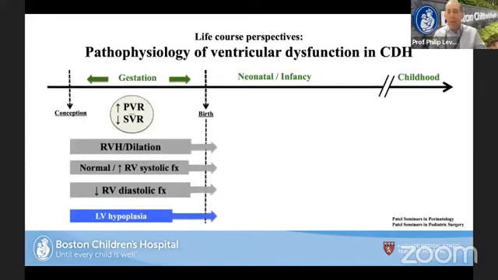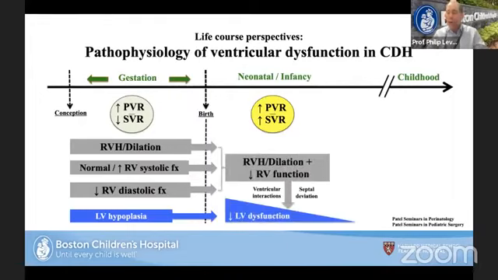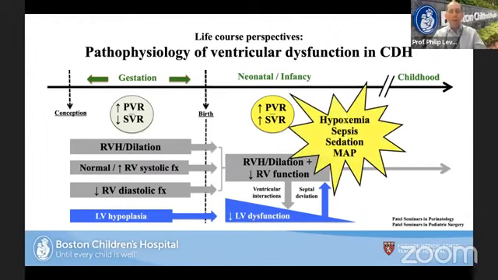But really what I want to highlight is that you will have evidence of RV changes, evidence of LV hypoplasia, and then after birth with a congenital diaphragmatic hernia, you have elevated PVR, elevated SVR. Over time, the LV will recover, but it's the RV that will actually remain sick. And the RV, if not treated properly, is what is going to dictate your long-term outcomes. So there are techniques all over the world that try to limit hypoxemia, sepsis, sedation, and your mean airway pressure, all to promote recovery of the right ventricle.